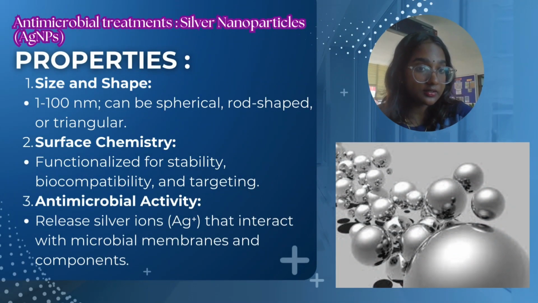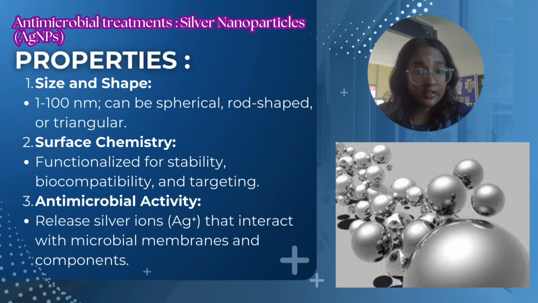Last but not least, our third example is silver nanoparticles. So what are the properties of silver nanoparticles? Typically, silver nanoparticles are between 1 to 100 nanometers in size. They can be spherical, rod-shaped, or even triangular, affecting the interaction with microbes.